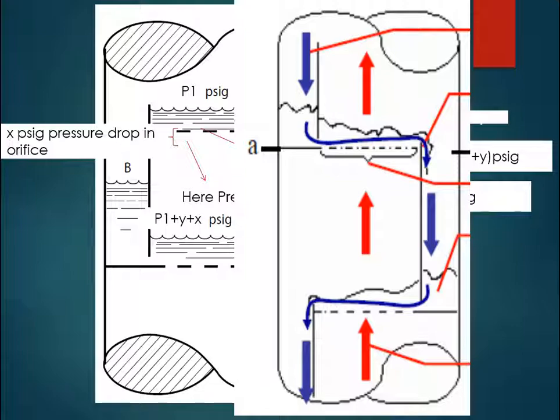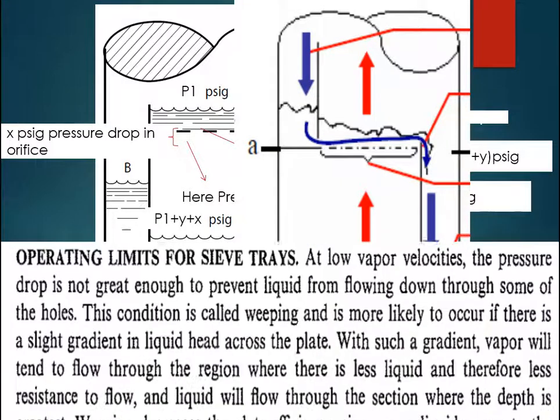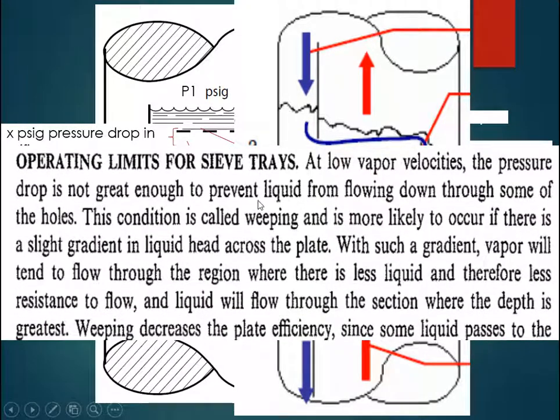And this concept, which I used to think, was confirmed even in McCabe and Smith. In that book, it is written that the condition called weeping is more likely to occur if there is a slight gradient in liquid head across the plate. And with such a gradient, vapor will tend to flow through the region where there is less liquid and therefore less resistance to flow, and liquid will flow through the section where the depth is greatest.